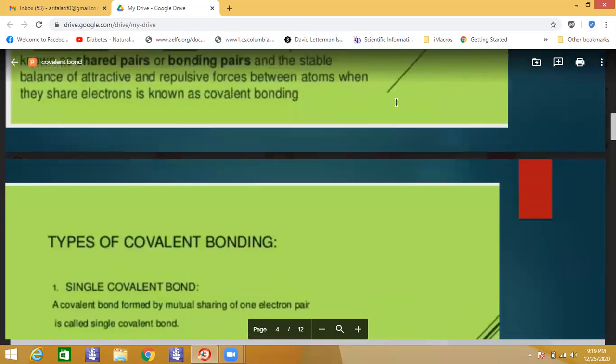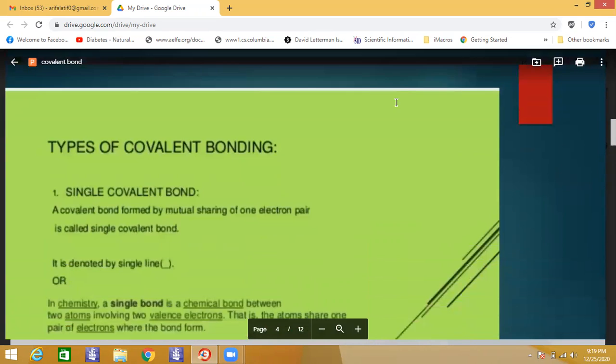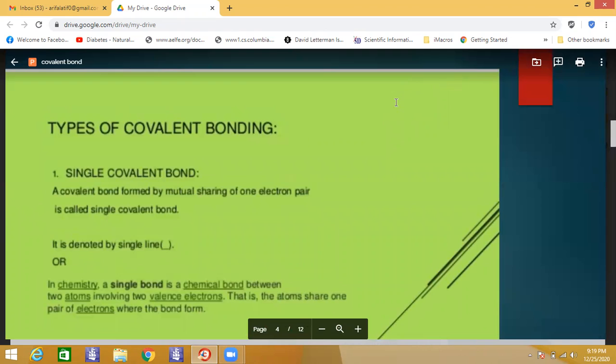So here we have the types of covalent bond. There is a single covalent bond, double covalent bond, and triple covalent bond. Three types of covalent bond. First one is single covalent bond.